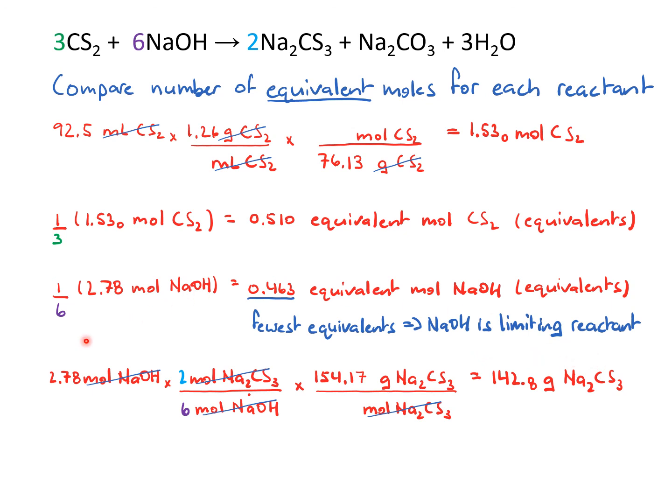Finally, we can see that because here we have 3 significant figures as the smallest number of significant figures in our data, we would round to 3 significant figures, which rounds to 143 grams of Na2CS3.